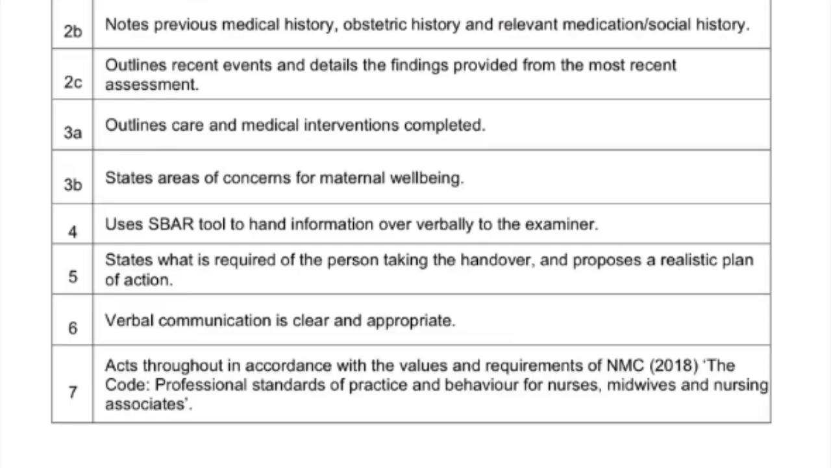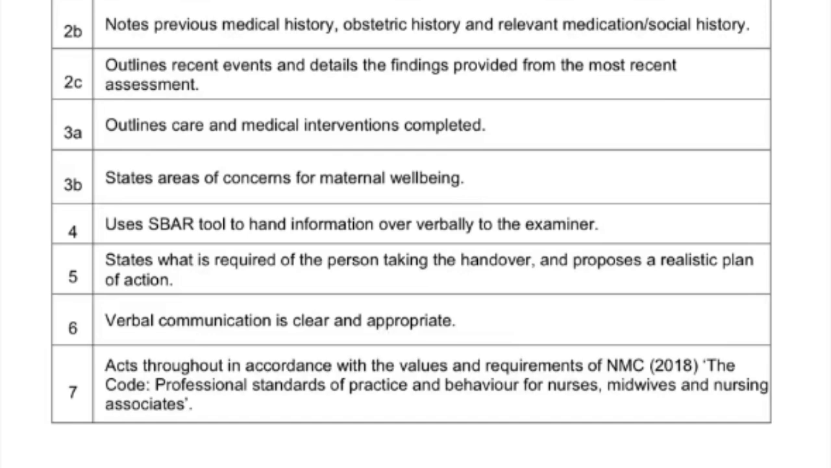States areas of concern for maternal well-being. So it's possible that the scenario you get, you might have some areas of concern for maternal well-being. They want to see your ability to bring out such information and be able to hand it over to the next midwife. So you use the SBAR tool to hand over the information verbally to your examiner. So like I said earlier, this scenario, your documentation is for you.